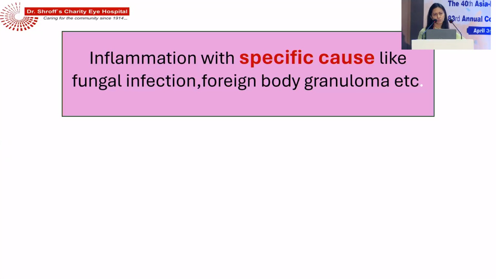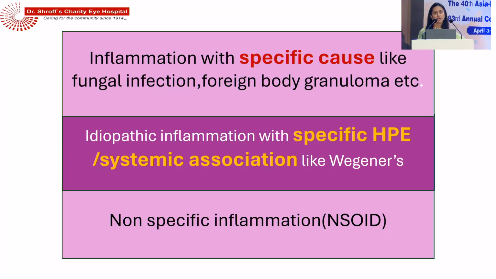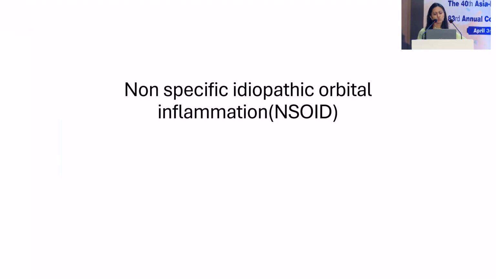So inflammations like this are inflammations with specific causes. It could be an infective etiology, that is fungal infection, foreign body granuloma. And then there is a category of idiopathic inflammation with specific histopathology, like we saw in the second patient, like in Wegener's, where the presentation is like any other inflammation, but the histopathology is very specific, which gives the diagnosis. And then we have the basket. If these two are ruled out, then whatever rest of the inflammation is there goes into the basket of non-specific idiopathic inflammation. So we have to understand that NSOI, non-specific orbital inflammation, is a diagnosis of exclusion.